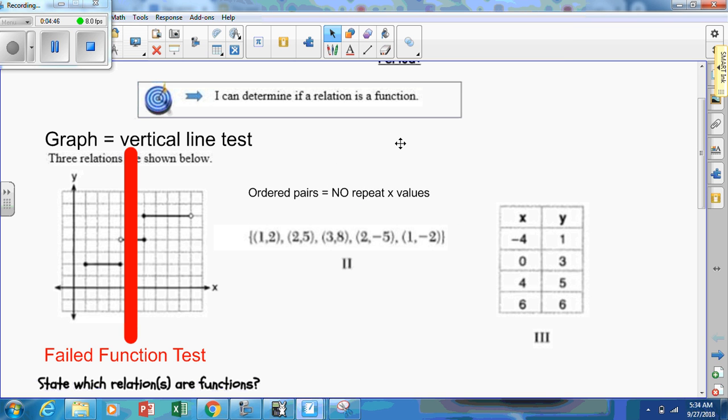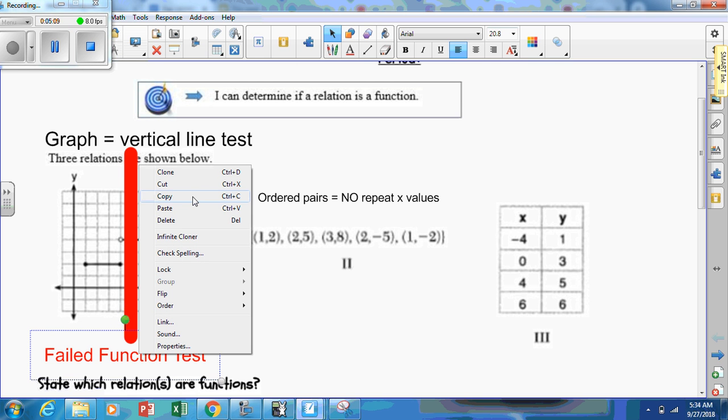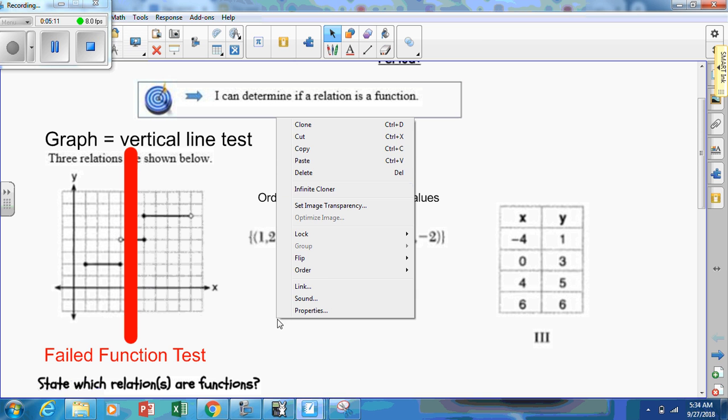So let's take a look. Ordered pairs, the rule is no repeating x values. There's a 1, there's a 2, there's a 3, there's a 2. Guess what? It's not a function. It also failed the function test. So we've got two that have failed. Okay, let's go on to our third candidate.